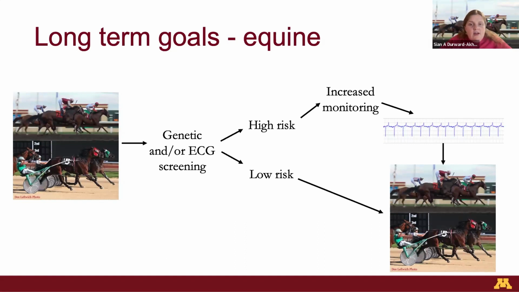And then those that are found to not have arrhythmias at exercise or to be relatively low risk can continue to be raced, but with increased monitoring in between episodes of racing. And then racehorses that have problems can be targeted towards retirement and repurposing for another activity that doesn't involve such strenuous activity.